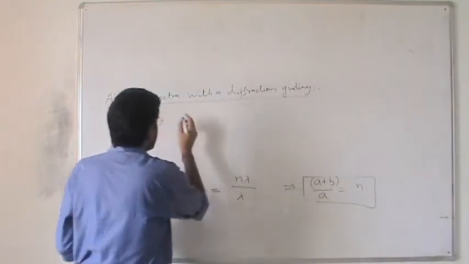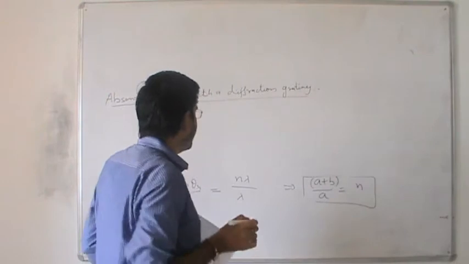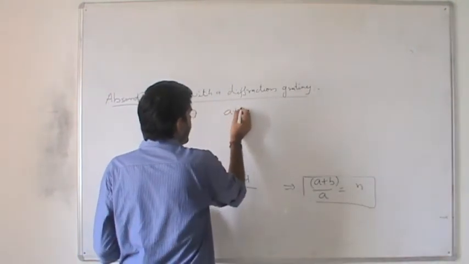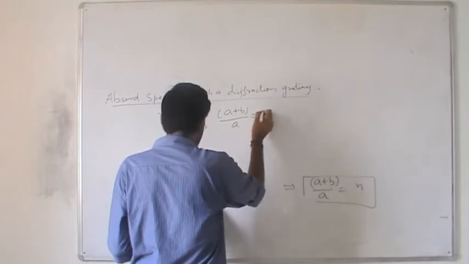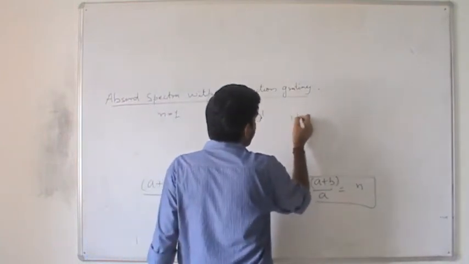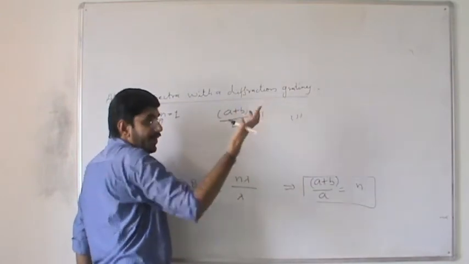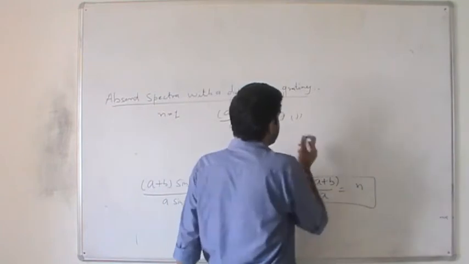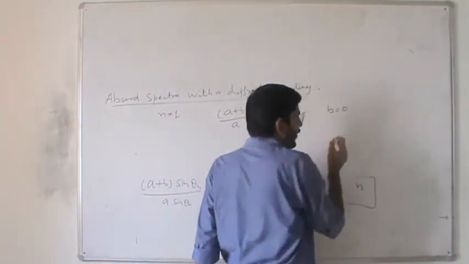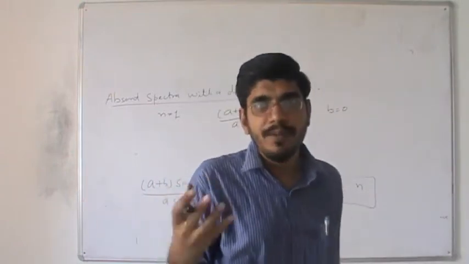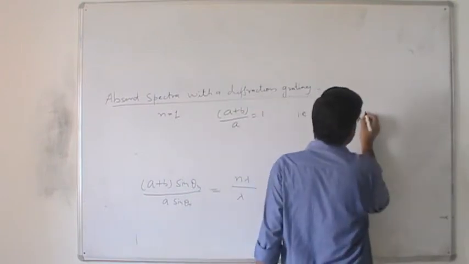So let's take n equal to 1. If n is equal to 1, that is (a+b)/a equals 1, in that case b will be 0. If b equals 0, that means what? b equals 0 means the width of the opaque part is 0.